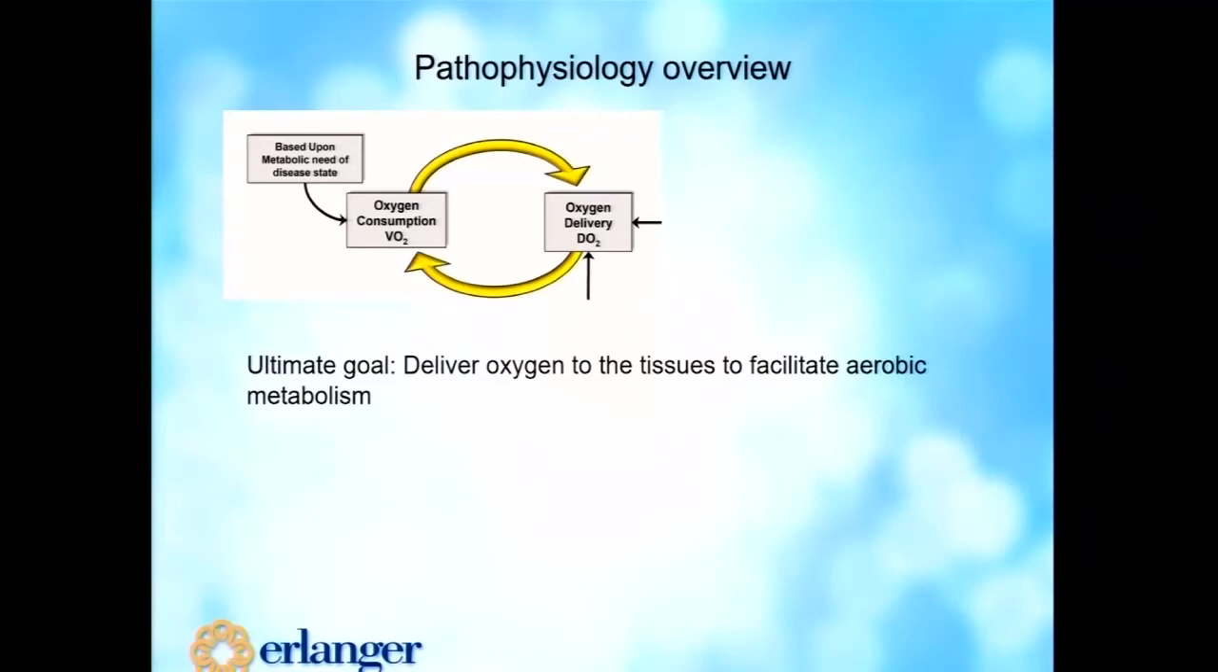The ultimate goal of your hemodynamic system is to deliver oxygen to the tissues and facilitate aerobic metabolism. So you have oxygen consumption, which is your VO2, and your oxygen delivery, which is your DO2. When everything's working properly, you have a balance to maintain adequate perfusion. However, if you have an inadequate DO2, or your oxygen demand goes up, then you can have anaerobic metabolism, and this leads to potential ischemia.